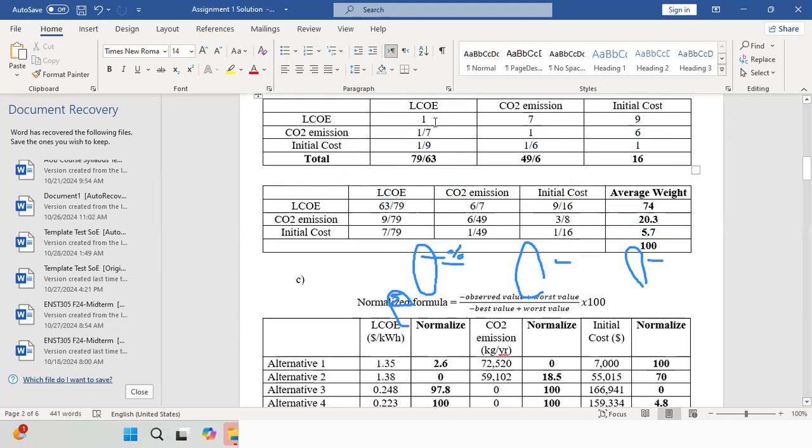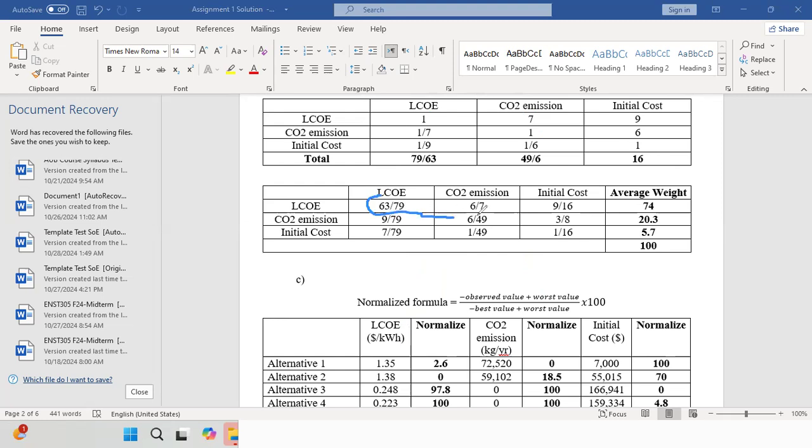here first I do the summation of these three terms. I get 79 over 63. Summation of the second column, 49 over 6, and summation of the third column, 16. Next step, I divide 1 over 79 over 63, which is 63 over 79. 1 over 7 divided by this number is 9 over 79, etc. I can fill in my weights. And these three values represent calculations of weights for LCOE.